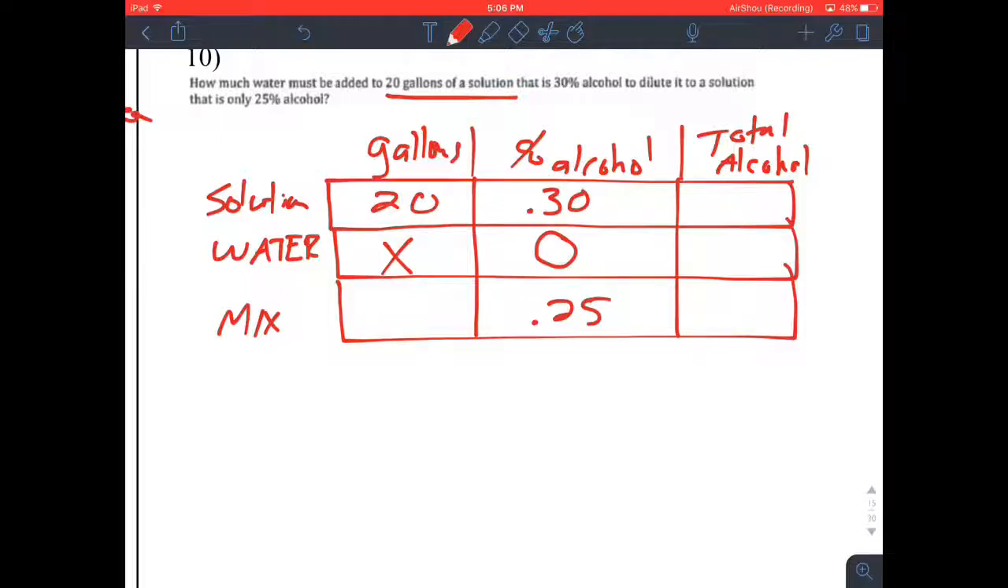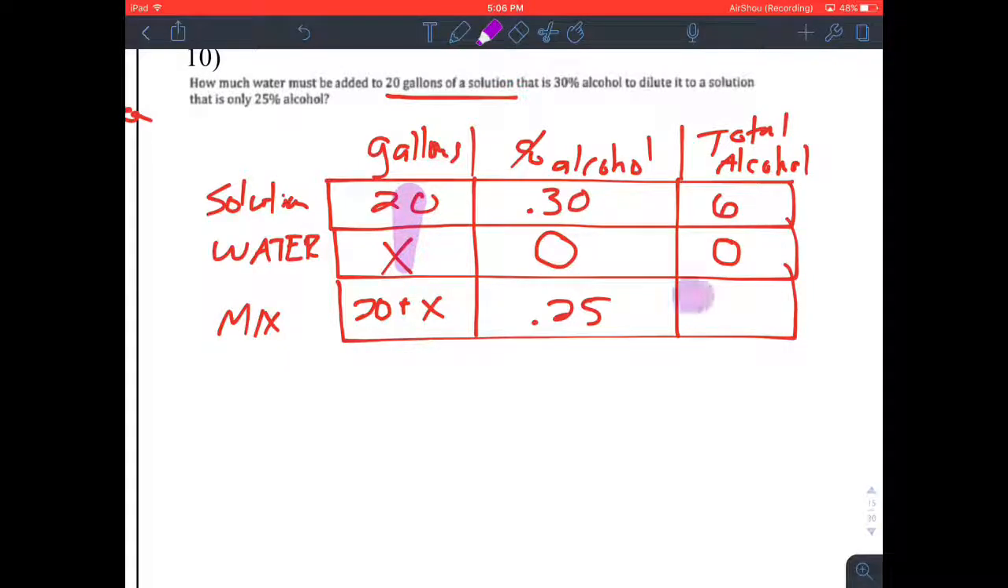So we have a similar situation to the coffee problem. To find the total alcohol, we're going to multiply the gallons times the percent that's alcohol. So 20 times 0.3 is going to be 6. X times 0 is going to be 0. We've got 20 gallons of solution plus X gallons of water. That means that we're going to have a mixture that is 20 plus X.